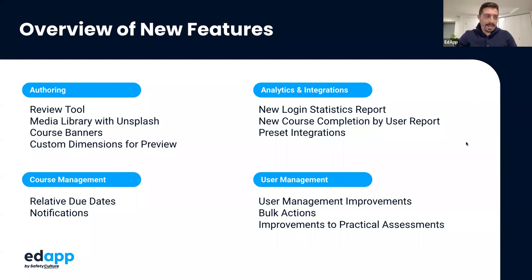All right, cool. So I wanted to give you guys an overview of new features by stream here. We have a couple of different streams that I've categorized some of these new features in. Starting with offering, we have a review tool that's in beta right now that should be released within the next week or two. This is game changing, so I'm excited to talk about that. We have a new media library with a new library called Unsplash where you can pull images from. We can set up course banners now in the Learner's app, and custom dimensions for preview can be saved now. Moving on over to course management, really excited to talk about relative due dates and increased notifications in our platform.